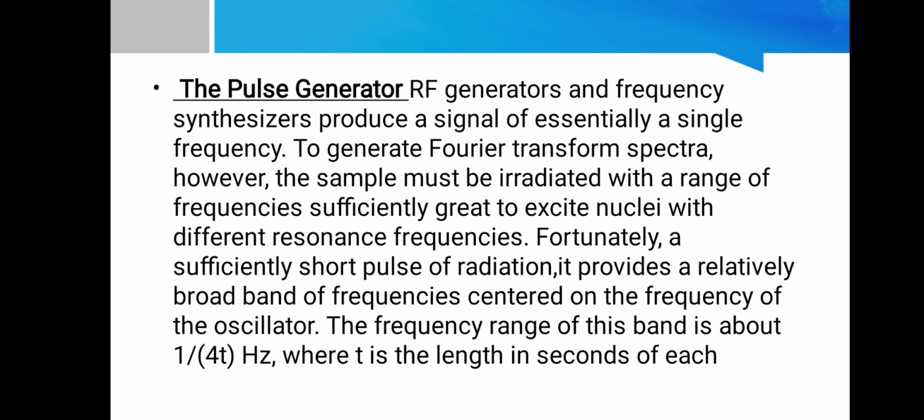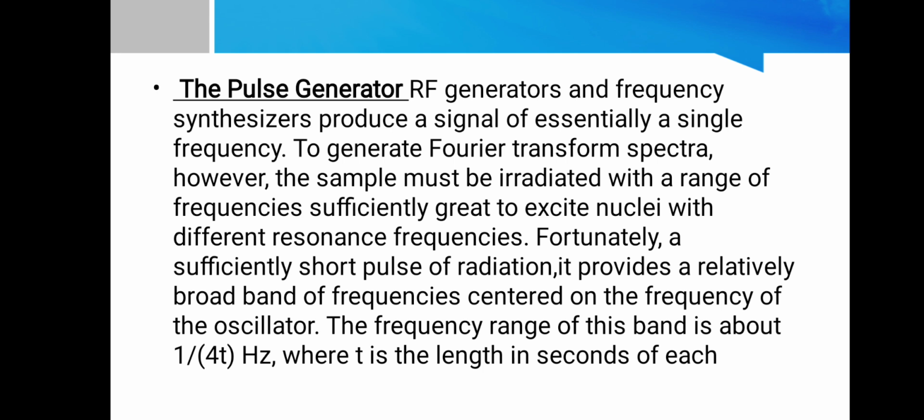The pulse generator. RF generators and frequency synthesizers produce a signal of essentially a single frequency. To generate Fourier transform spectra, however, the sample must be irradiated with a range of frequencies sufficiently great to excite the nuclei with the different resonance frequencies.